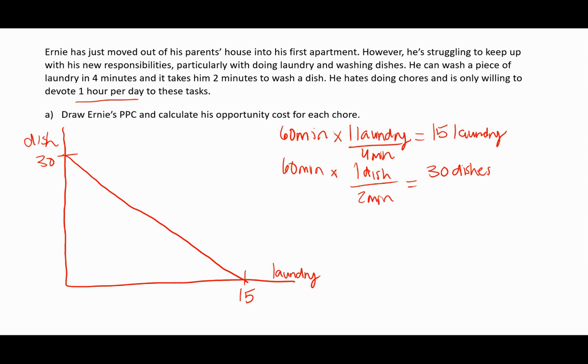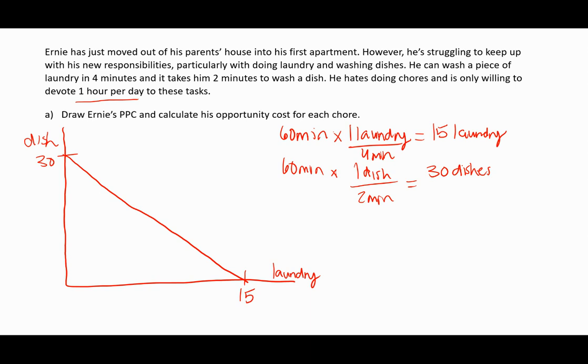The second part of the question asks us to calculate his opportunity cost for each chore. So there's a couple of different ways to think about opportunity cost, but essentially what it is, if you want an additional unit of one good, how much of the other good are you sacrificing? Because we can't have it all. Economics is all about scarcity and what we do with our scarce resources, in this case, time.